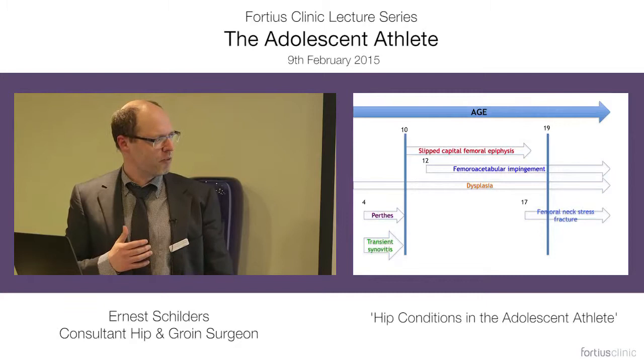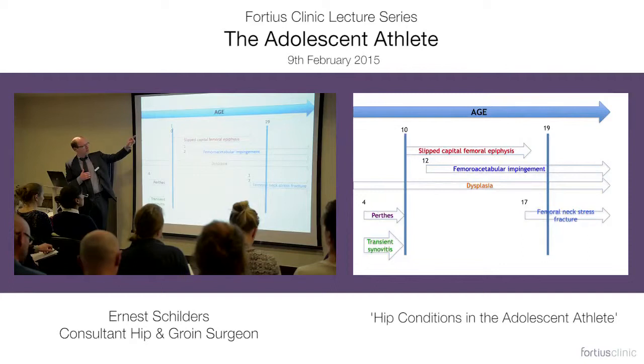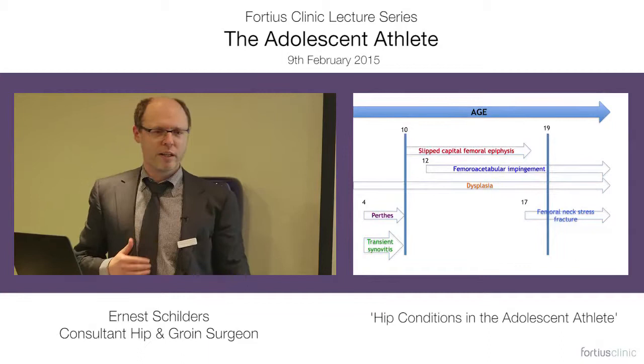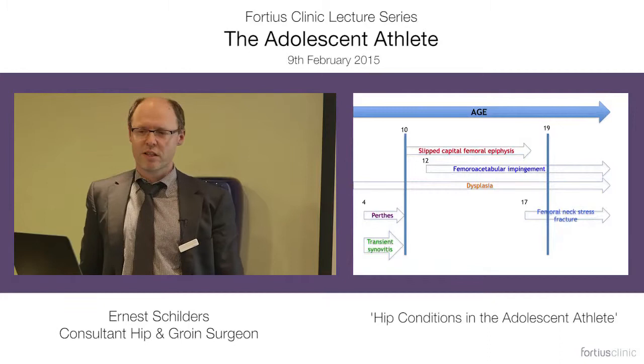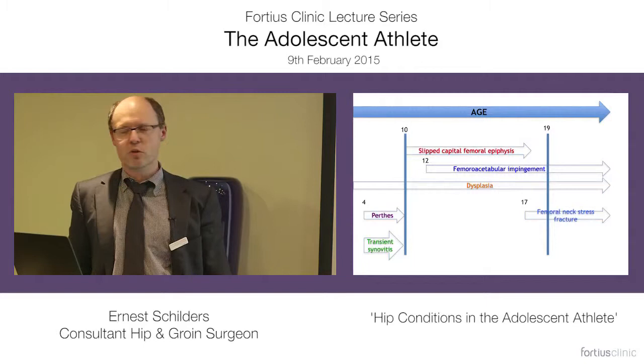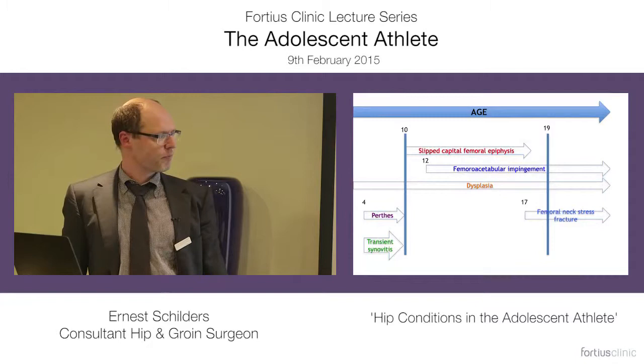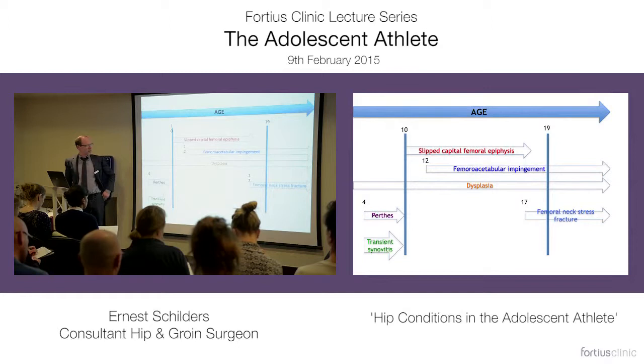And you can see that if you ask that question, you can exclude a lot of conditions. The x-axis shows the age, and between the age of 10 and 19, you only have a limited amount of conditions. From 10 to, let's say, 17, you see slipped capital femoral epiphysis. That's the condition that you do not want to miss. Femoroacetabular impingement is the most common hip condition. That starts from the age of 12. And dysplasia is a condition that runs all the way through, and it can present at different age groups.